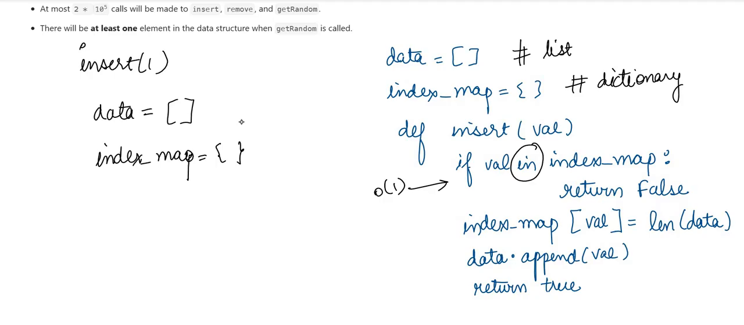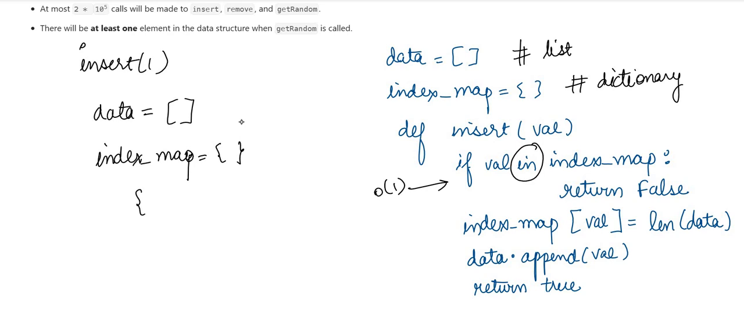If it is present we will return false. Got it? If it is not present we will go here at index map value. You will store the length of data. Right now the length of data is 0. That means this is the beginning index, right?